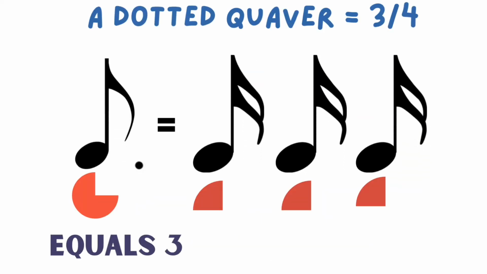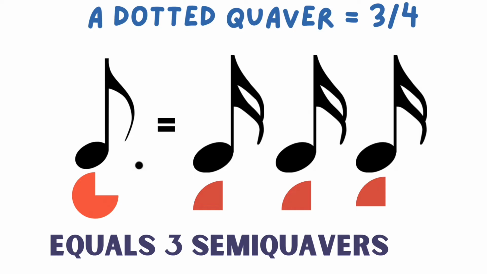Okay, so if we break it down a little bit, you can see that a dotted quaver is equal to 3 semiquavers. So as each semiquaver represents a quarter, then 3 semiquavers would equal 1 dotted quaver.